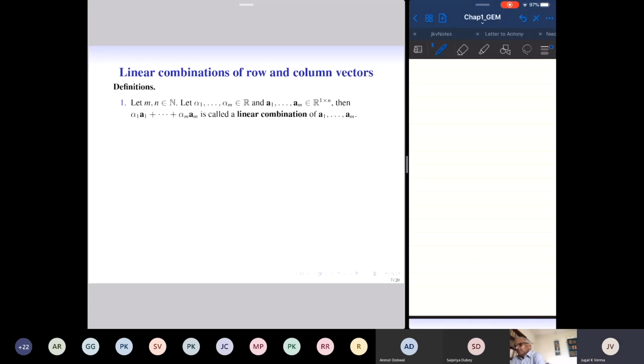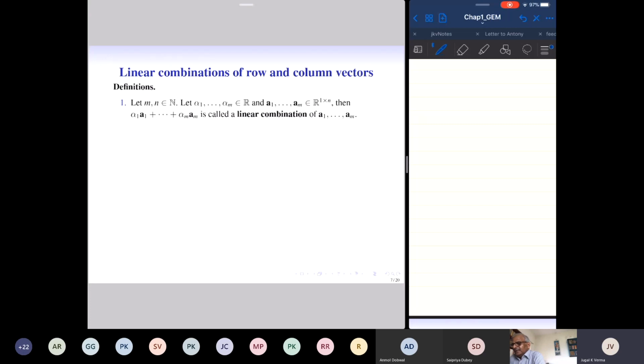Okay. Now we define linear combinations of row and column vectors. Throughout the semester, we will be dealing with linear combinations to do various things in linear algebra. So let us define what is the meaning of linear combination of row and column vectors.